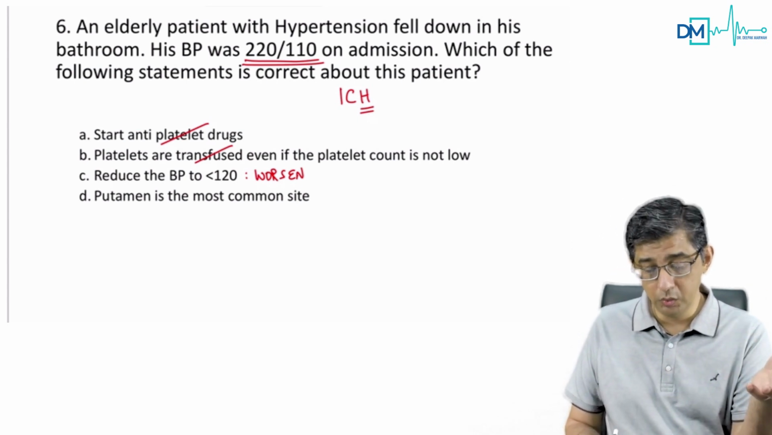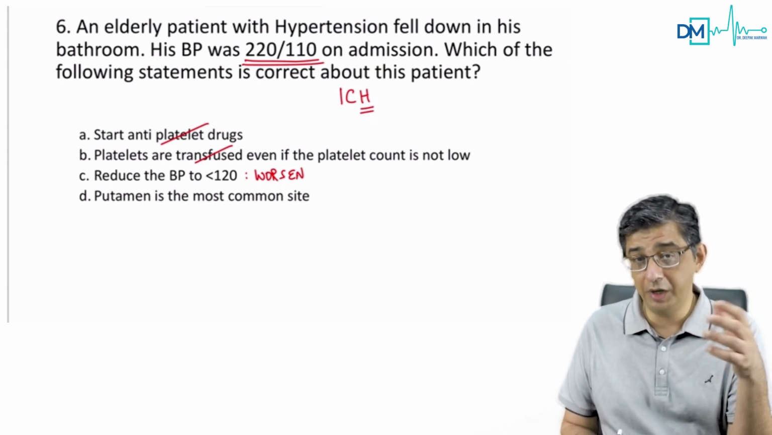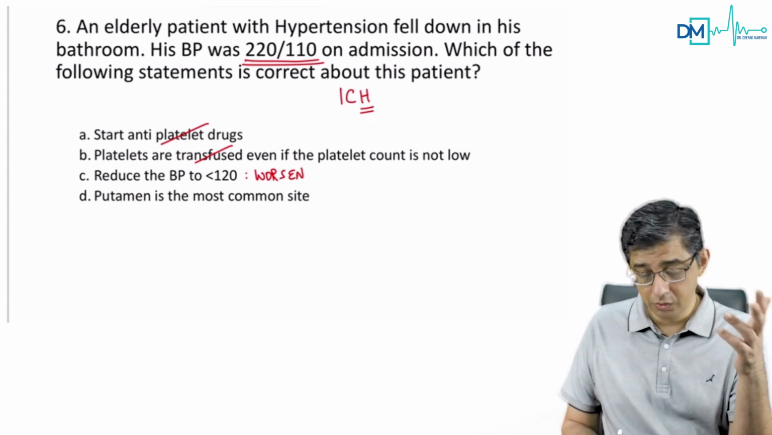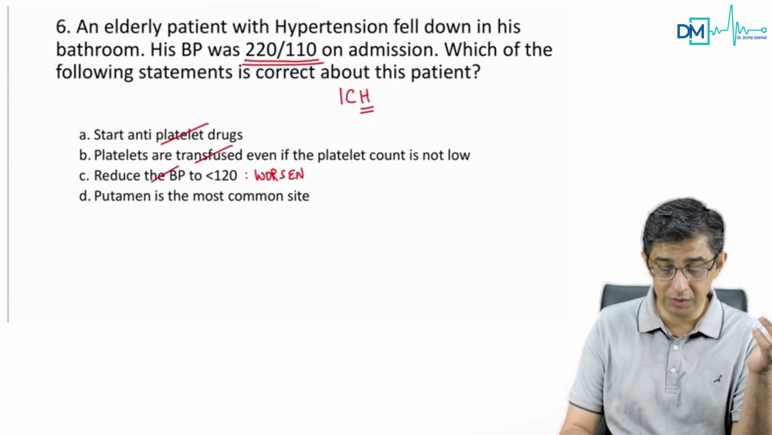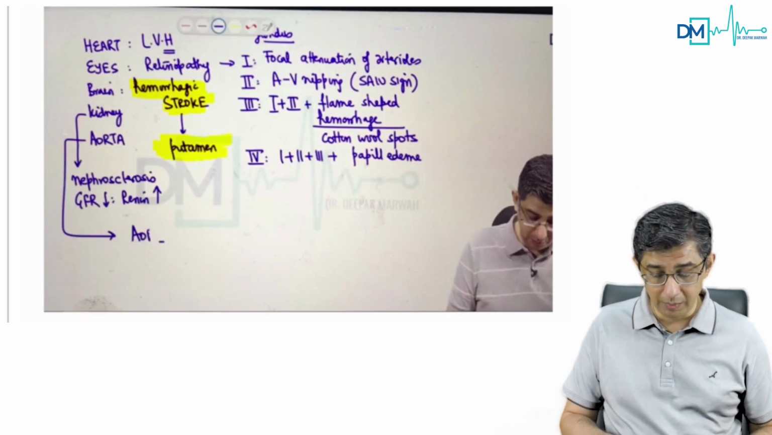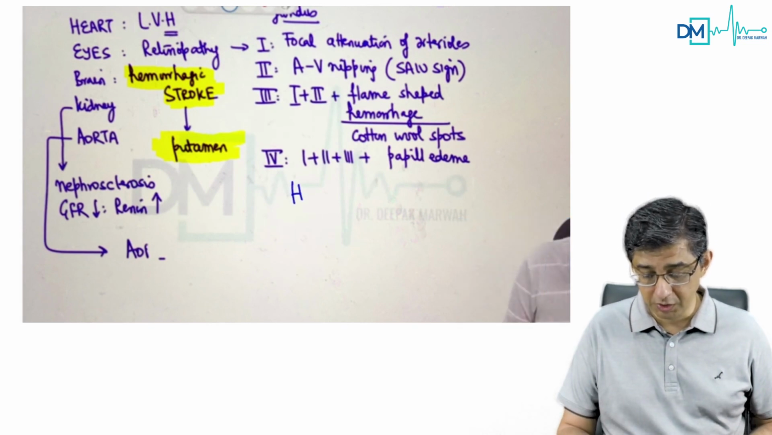So what are you gonna do? You are definitely gonna treat this person's raised ICT by using a ventriculostomy. You might have to go in for a decompressive hemicraniectomy. So definitely you can rule out the three options, and the correct answer is Putamen is the most common site. I have highlighted this in the app. You can see here when I'm discussing a hypertension topic in the FMG section of the app.